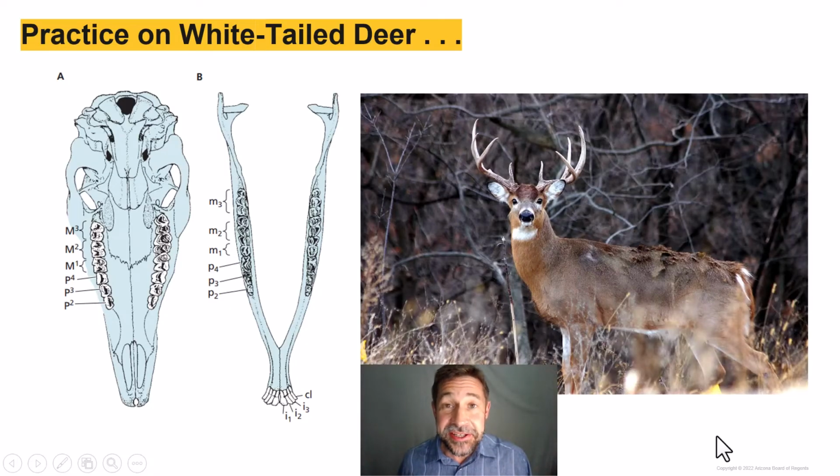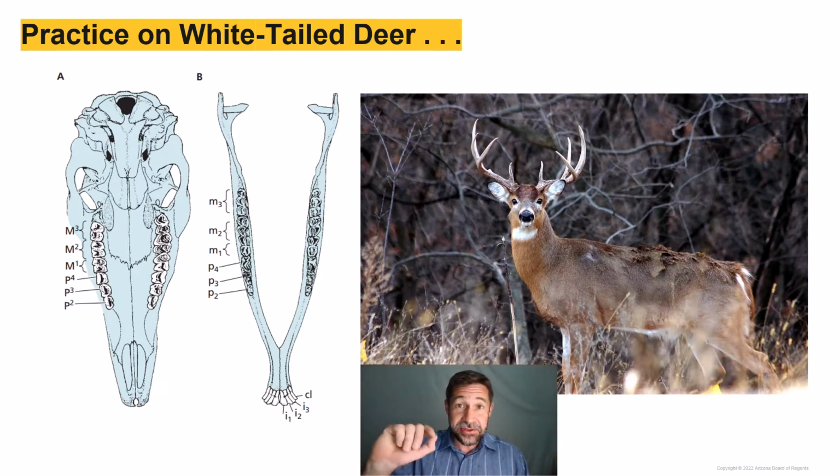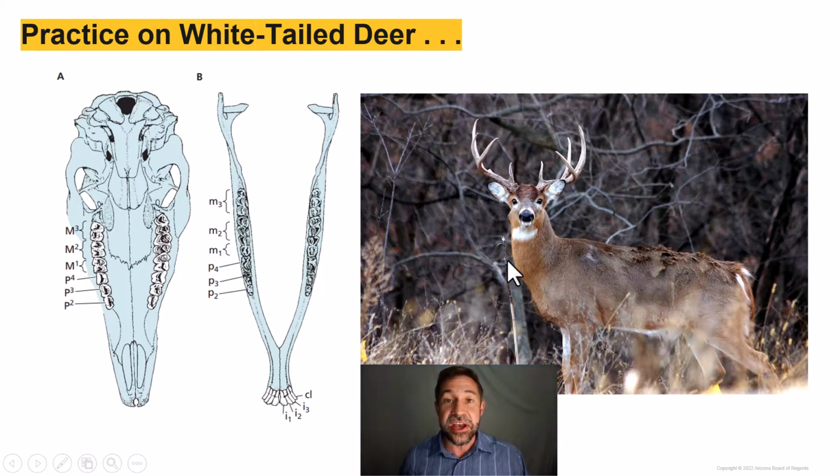All right, so I'd like to end with a little bit of practice for you. I'm going to give you about 30 seconds. Grab your pens, grab your journals, your notebooks, and I want you to practice scrawling out the dental formula for the white-tailed deer. Notice that the teeth in the lower and the upper jaw are labeled with letters and numbers. So it should be pretty easy. I'll give you just a few seconds on that.